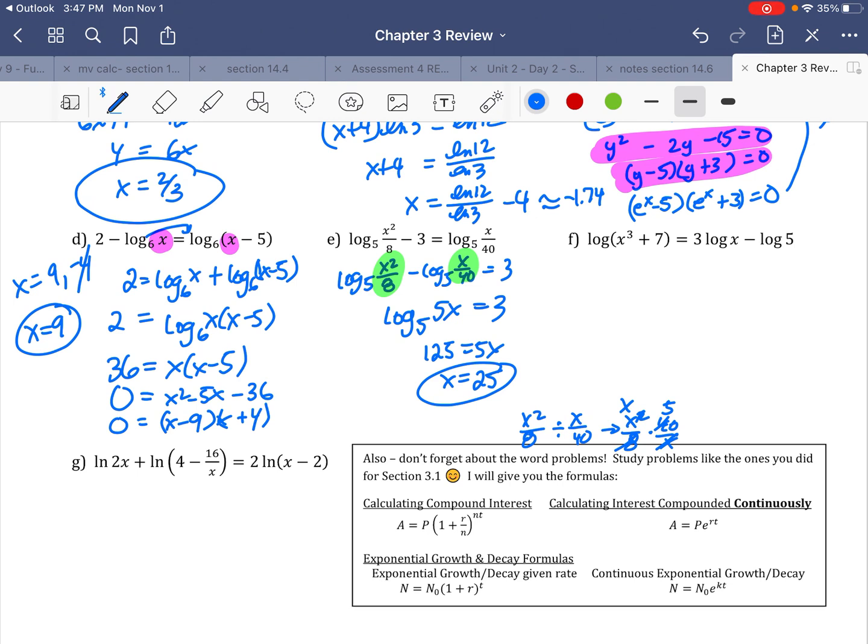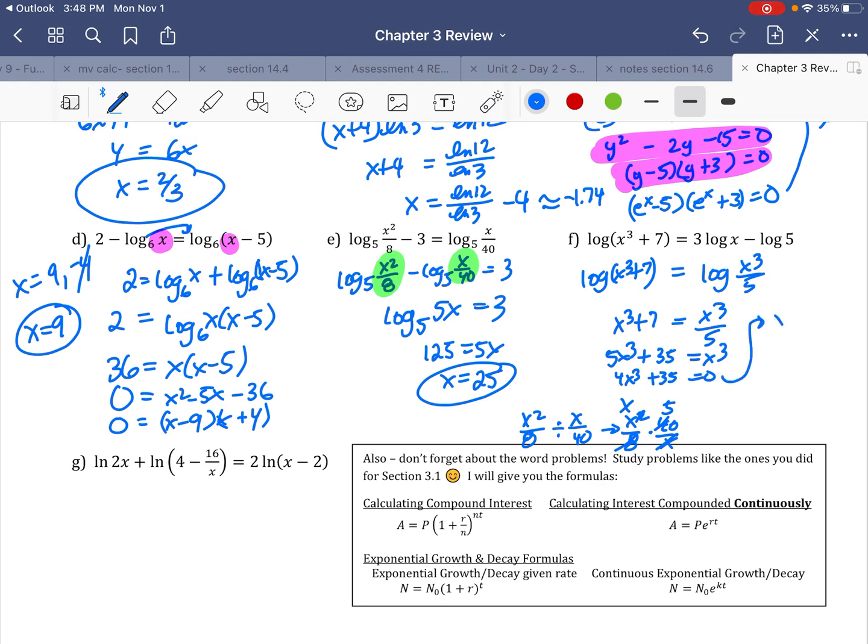All right, so next one, I have all logs, so let's combine these things. So this would be log of x to the third over 5. Over here, this is log of x to the third plus 7. Okay, so x to the third plus 7 has to equal x to the third over 5. Let's multiply by 5, so I get 5x to the third plus 35 equals x to the third. So let's take away an x to the third. So I have 4x to the third plus 35 equals 0.